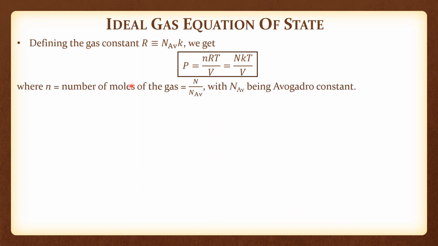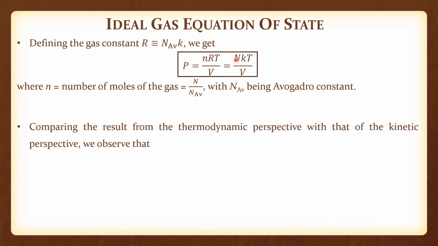where n is the number of moles of gas, that is given by N by the Avogadro number, with this being the Avogadro constant. So thus we have obtained the ideal gas equation of state.